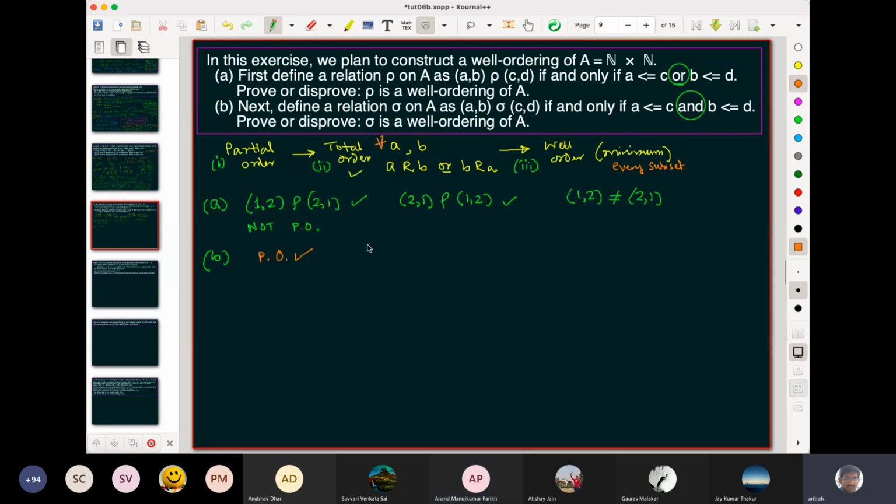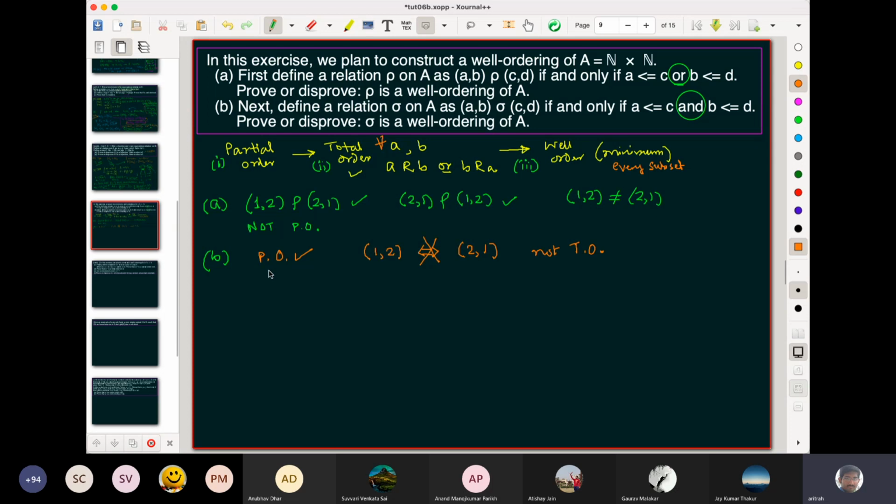No, sir. Let's take these two elements, 1 and 20. These are not comparable at all, right? So these two elements are not related. So you cannot build a chain of all the elements, right? These two elements are not related at all. So it's not a total order.